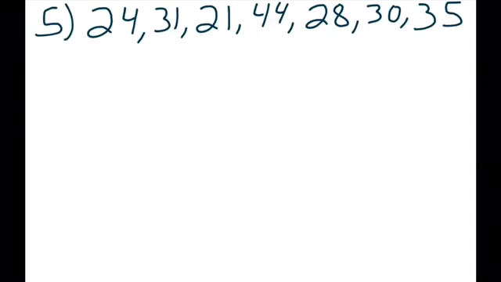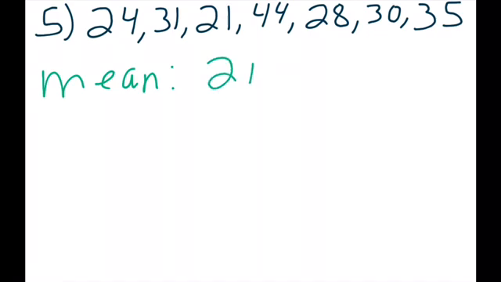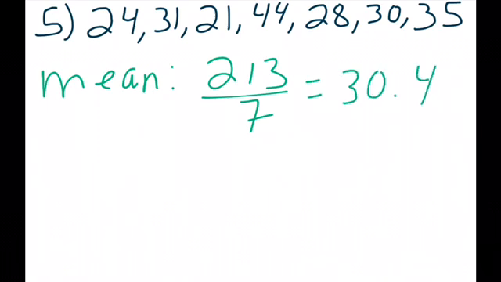Okay, let's go ahead and do number 5 now. So once again, we're going to find the mean. I'm going to add up all those numbers, which you should have already done by now. So our mean is going to be 213, and then there's 7 numbers there, so I divide by 7. And when I round to the nearest tenth, I get 30.4.